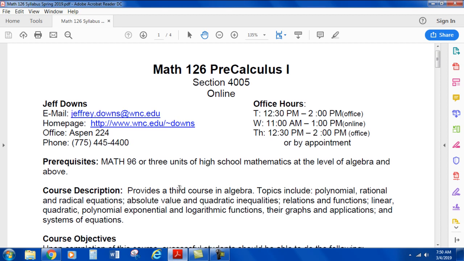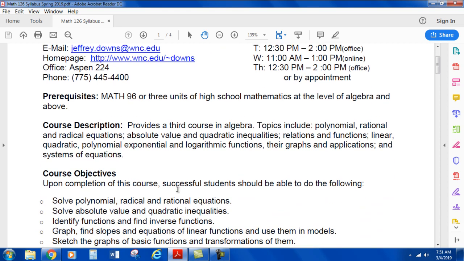And most people in this class, I think, if not all, will have taken 96D right before, since this is a stretch class. Course description: provides a third course in algebra. Topics include polynomial, rational, and radical equations, absolute value and quadratic inequalities, relations and functions, linear, quadratic, polynomial, exponential, and logarithmic functions, their graphs and applications, and systems of equations.